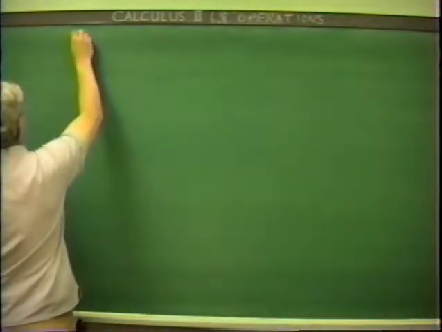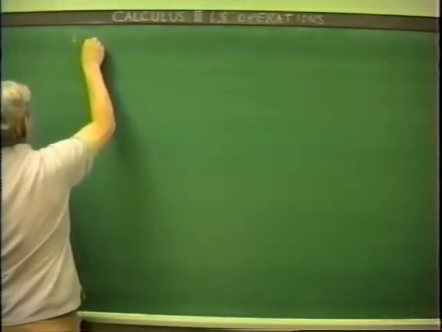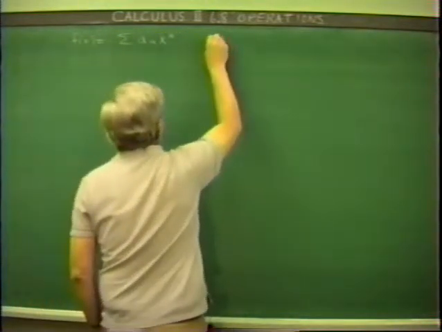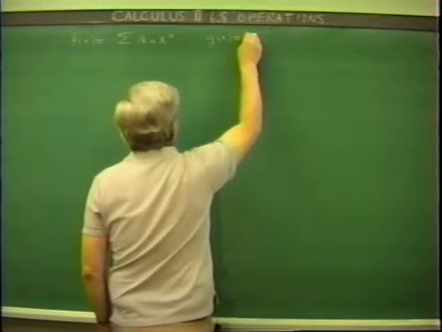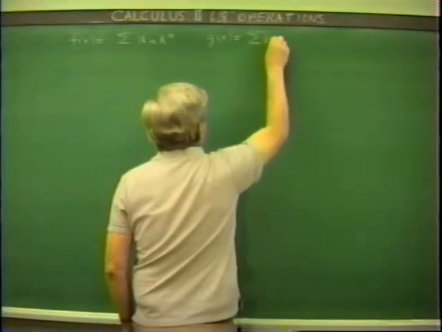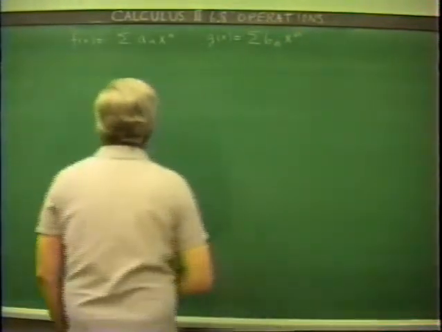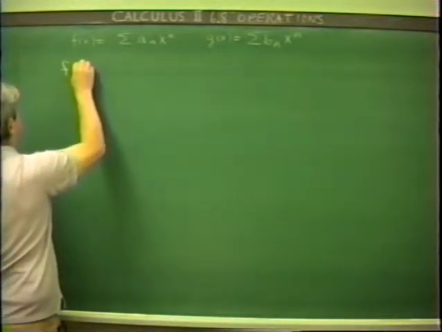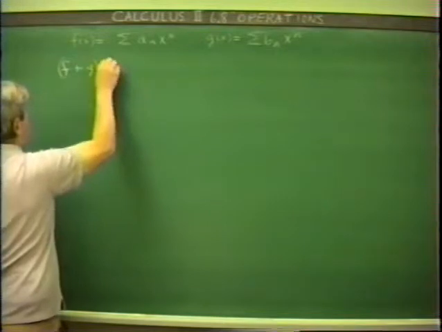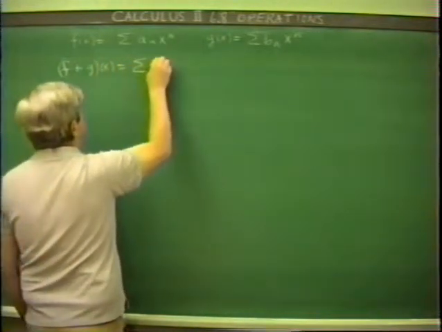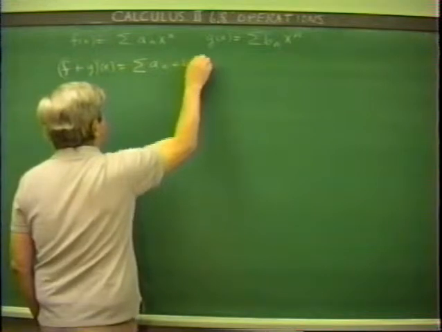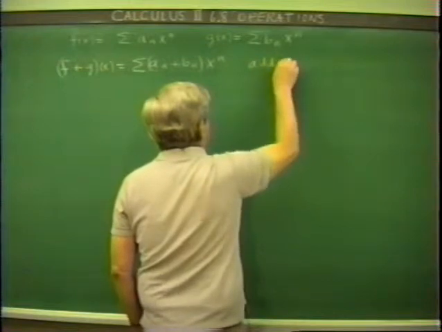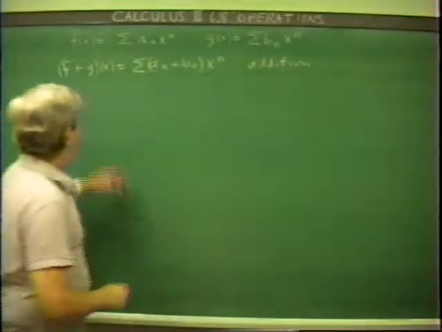All right, we now want to take a look at some operations that you can perform on power series. So if we've got f of x given by the summation a_n x to the n, and g of x given by the summation b_n x to the n, then using addition, we can form f plus g of x, and it's going to be equal to the summation of a_n plus b_n, x to the n. So addition here.